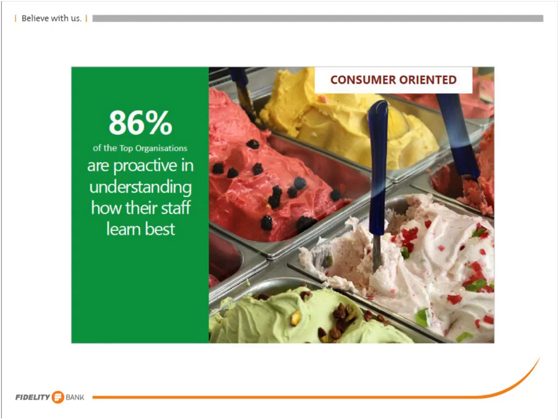We look at learning and e-learning from the consumer perspective. When we talk about the consumer, we are looking at the employees within the organization and their perspective, underpinned by the generational differences and the different ways in which people learn. We use the description of going into an ice cream parlor, having a full bouquet of ice cream, and determining which one fits your need. 86% of the top organizations globally are proactive in understanding how their employees learn best.